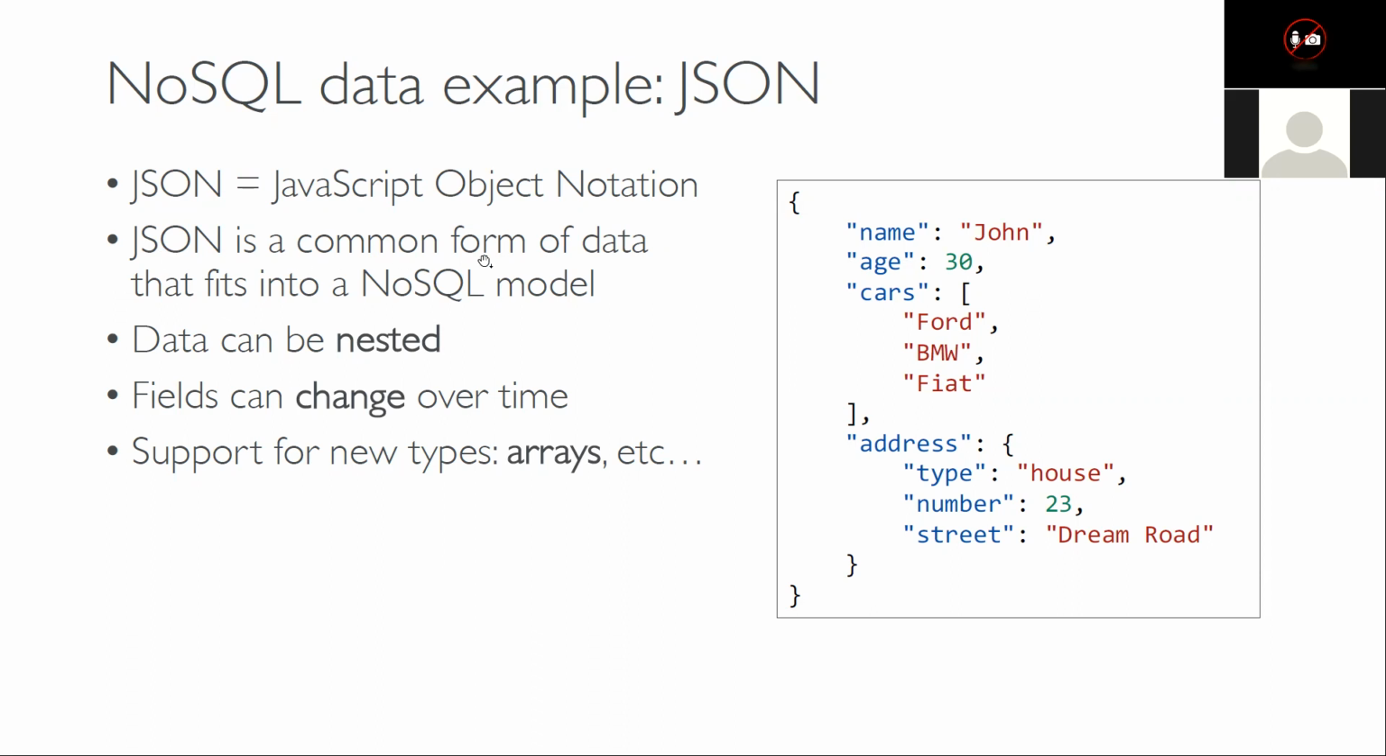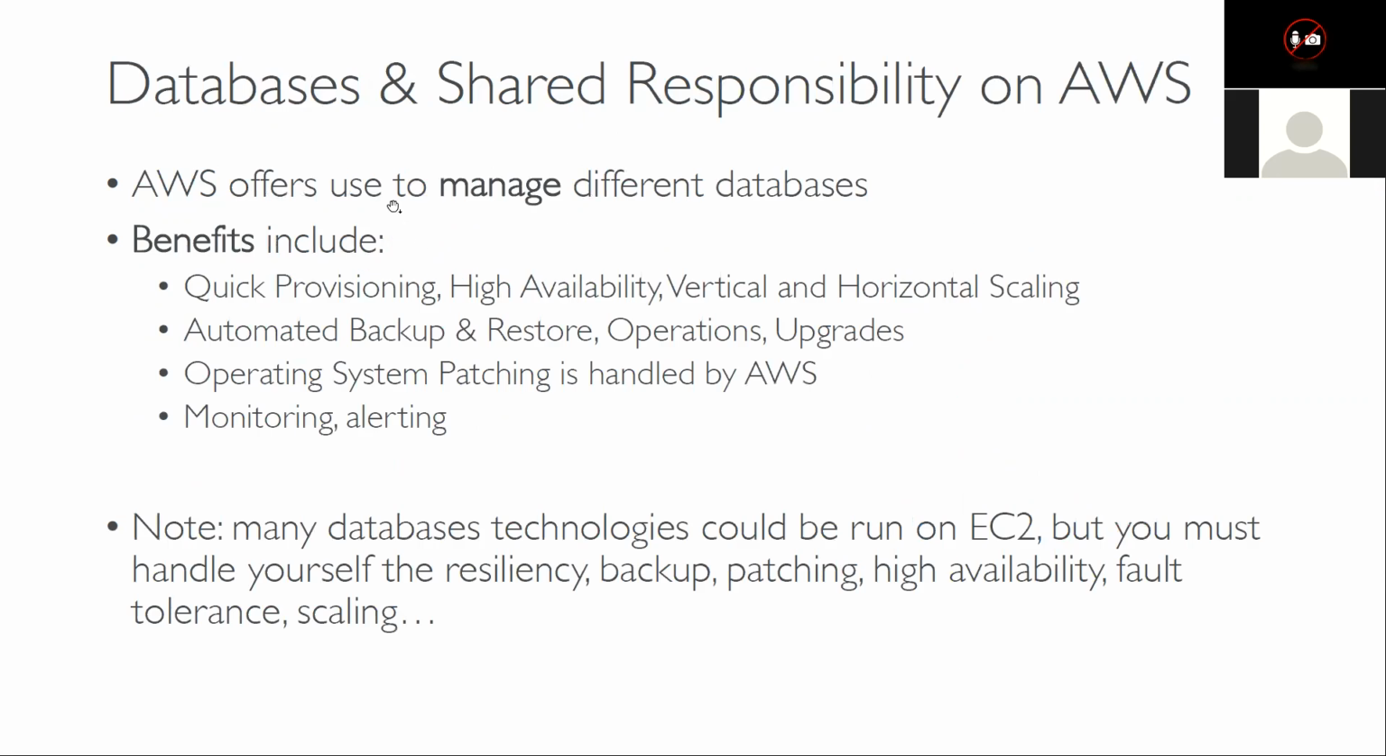So JSON is a common form of data that fits into the NoSQL model. Data can be nested. As you can see, nested ito. Address, nested ito. So cars: Ford, BMW, Fiat. Fields can be updated over time. This can be updated, amended, appended, and supports new array types. So kung may mga bago pang array, you can just easily add at the bottom.